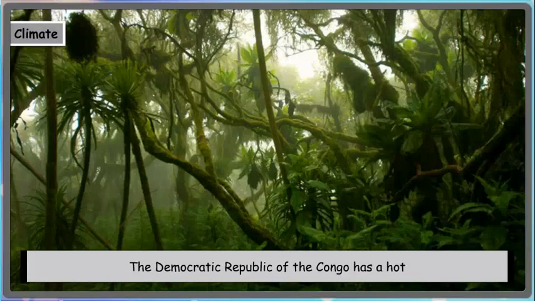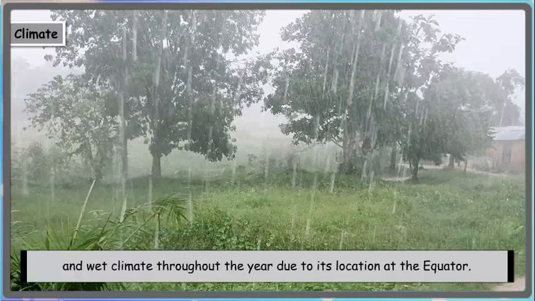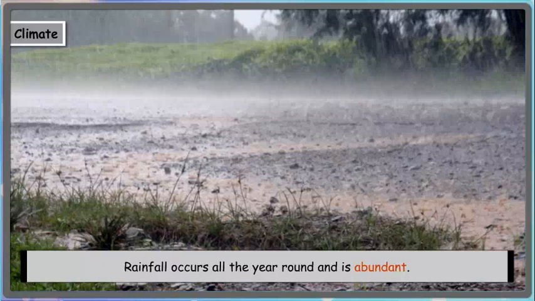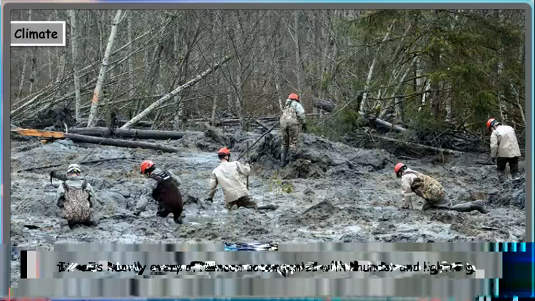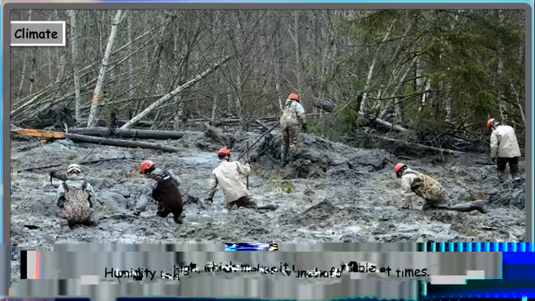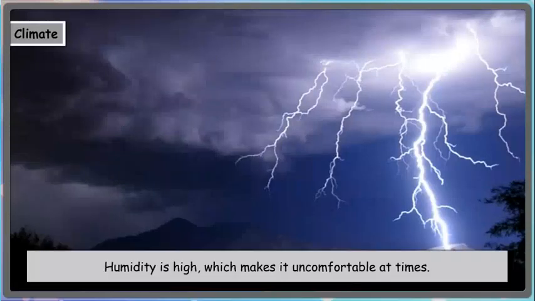Climate. The Democratic Republic of the Congo has a hot and wet climate throughout the year. Due to its location at the equator, rainfall occurs all the year round and is abundant. It rains heavily every afternoon accompanied with thunder and lightning. Humidity is high, which makes it uncomfortable at times.